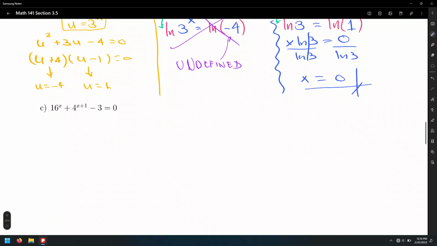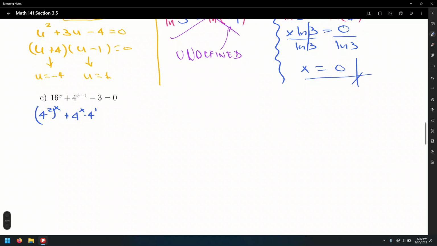I would like to rewrite everything in terms of power 4, because we already have this power of 4 to the 1 power multiplying the x. At the same time, I'm going to use that same law of exponents to write this as 4 to the x times 4 to the first power. And this 16, I'm going to write as 4 to the second power to the x power. And that minus 3, of course, remains the same.